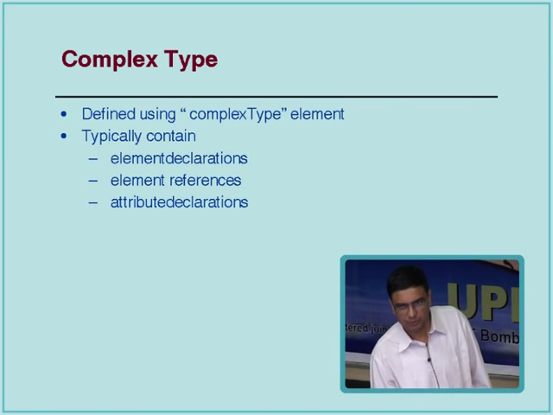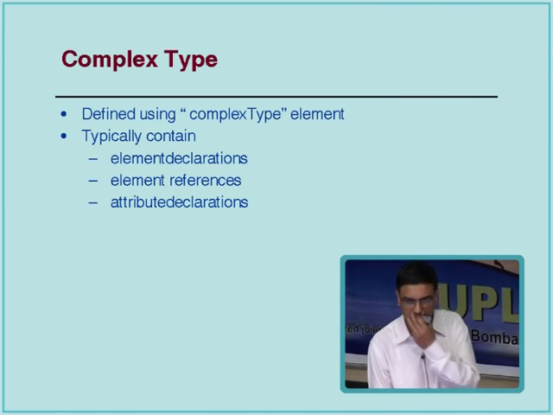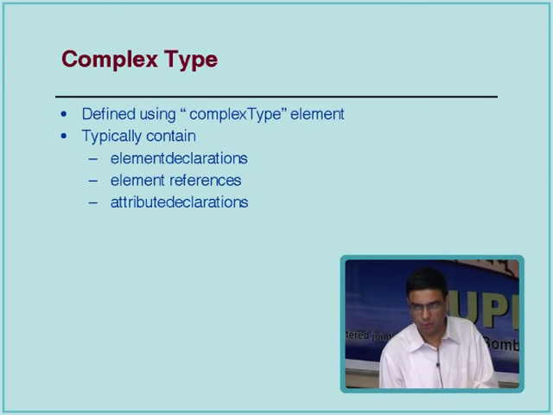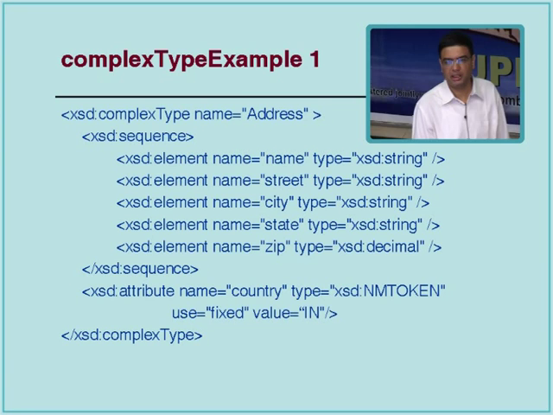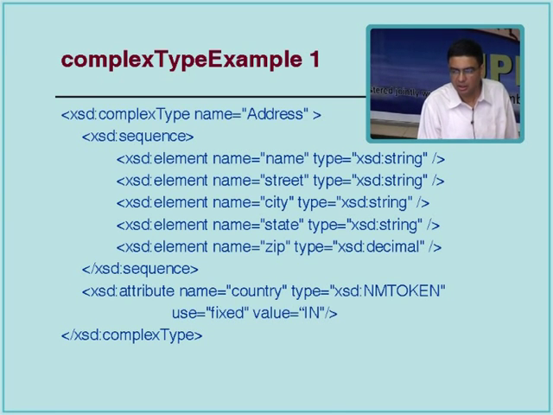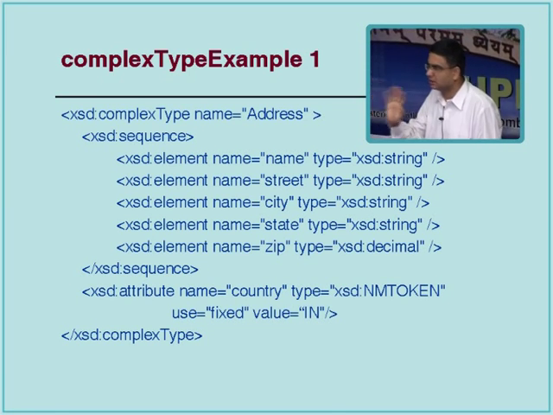Complex types contain different element declarations, references, attributes, etc. It's a contained thing. So here's a complex type. We call it an Indian address, although we can never capture an Indian address in XML.